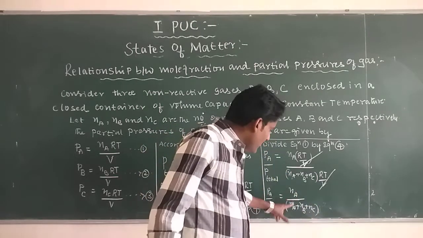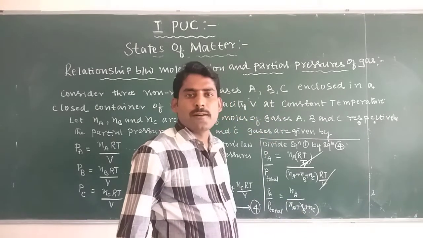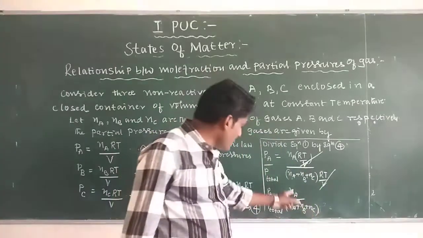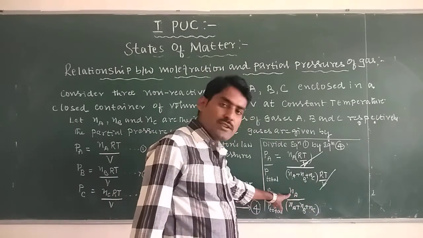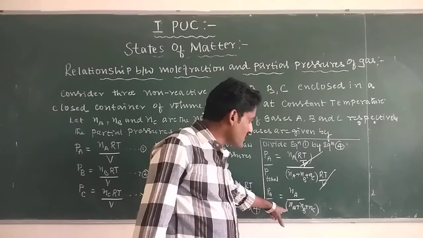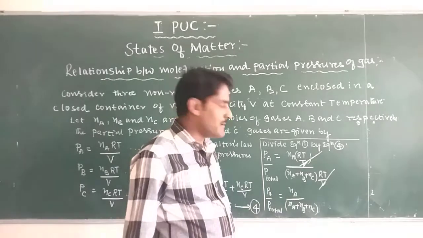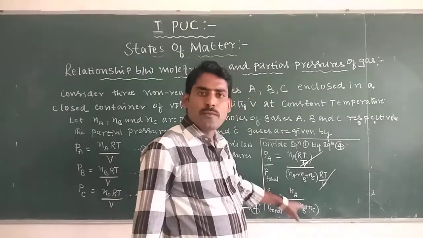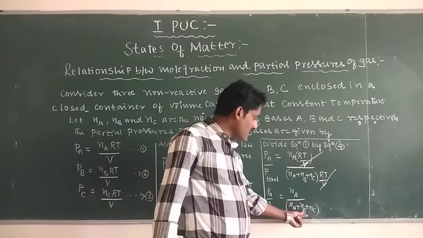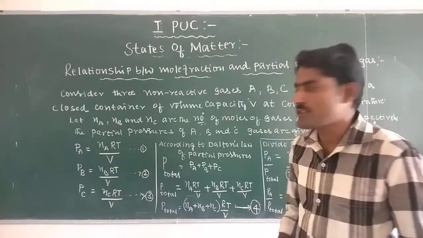Now Na divided by Na plus Nb plus Nc is called the mole fraction of gas A. Mole fraction is defined as the ratio of the number of moles of one component divided by the total number of moles of all the components in the mixture.